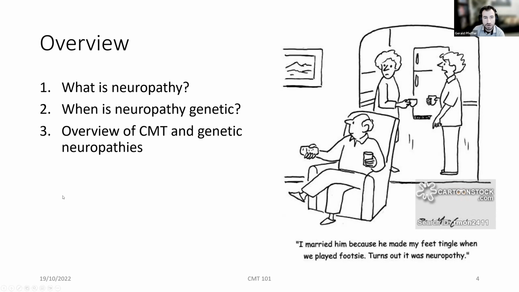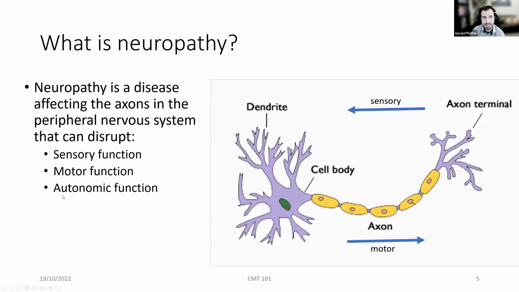So what is neuropathy? This is a disease in axons in the peripheral nervous system. This can disrupt our sensory function, or our ability to sense things, our motor function, the ability to move, and our autonomic functions. So these are automatic functions controlled by the nervous system, such as sweating and blood pressure control.